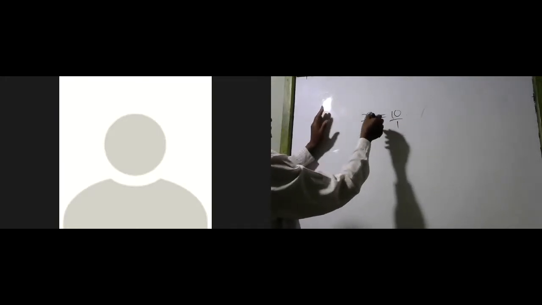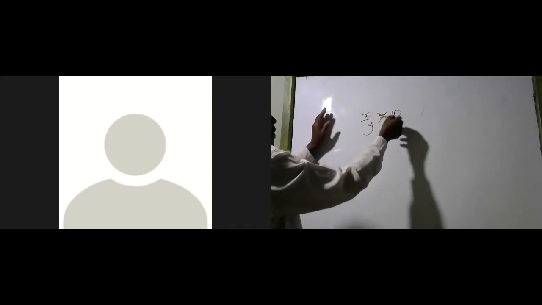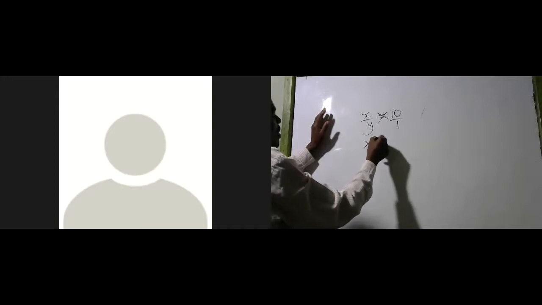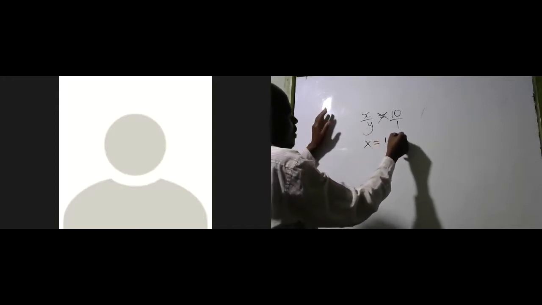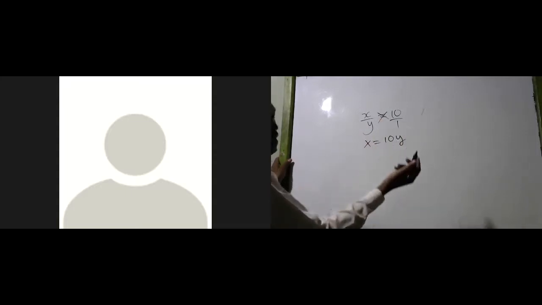So this one here, we need to also apply implicit differentiation. First of all, you need to cross multiply. When you cross multiply, what do you get? x equals 10y, like that. We can also put them on the same side, and I can still do it like that.